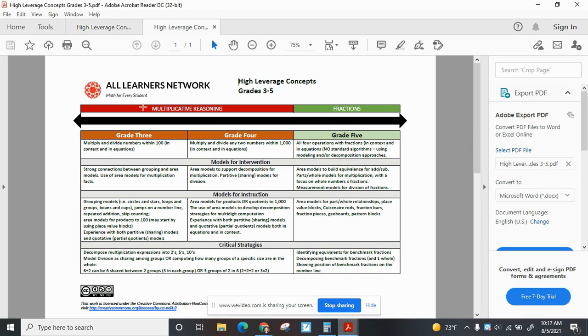The only difference here is at the top, you'll see multiplicative reasoning and then fractions. These concepts align with the strategies that are found on the OGAP multiplicative reasoning framework, and then after that, the fractions framework.